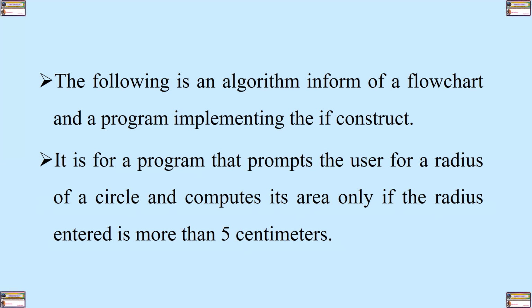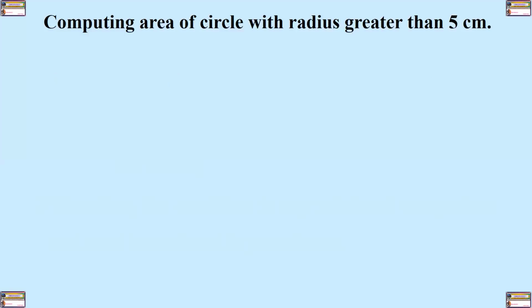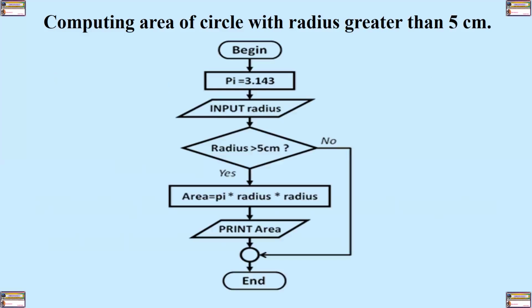My dear students and the rest of the learners, this example here is for computing the area of a circle whose radius is greater than 5 centimeters. Meaning what? The area will not be computed if the value entered as radius is less than 5 centimeters. So this is the flowchart. It's an algorithm in the form of a flowchart. How is it behaving?